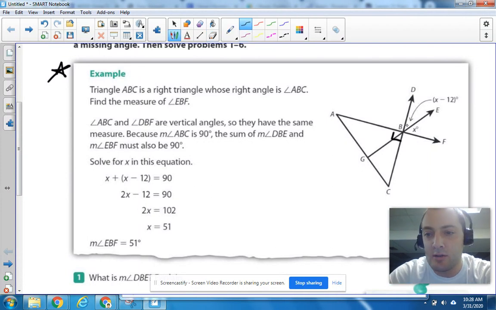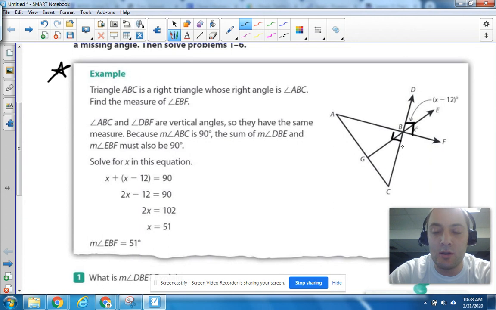So I would say that these two together would be right angles right there, DBF. So they have the same measure because the measure of angle ABC is 90 degrees. The sum of the measures of angle DBE and EBF is also 90 degrees, meaning this whole thing is 90 degrees as well. So we know that these two angles, I'm going to put a star in the angles, have to add up to 90 degrees. And that's why they set it up with x as the one angle, and x minus 12 as the other angle. If those two angles make up 90 degrees, they have to add up to 90 degrees.